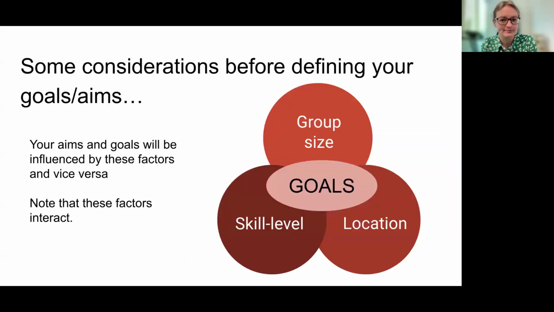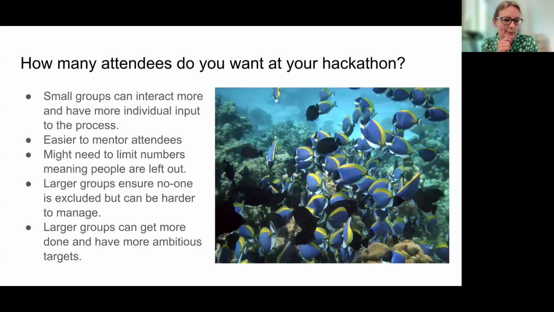It might be to do with training people, or it might be trying to add experience to people's CVs. And one thing you need to think through before making your goals really specific is these things, which will cause you to think carefully about what your goals should be. These things will affect your goals, and your goals will affect them. These factors are all interacting with each other, so it gets a bit complicated, but just to give you an idea of what I mean.